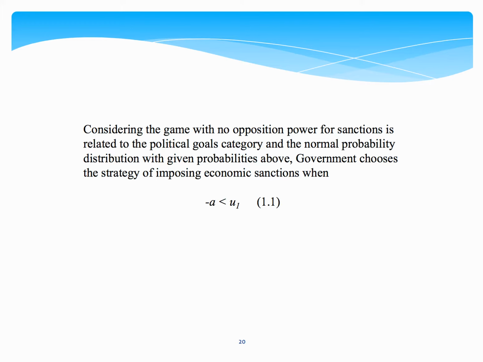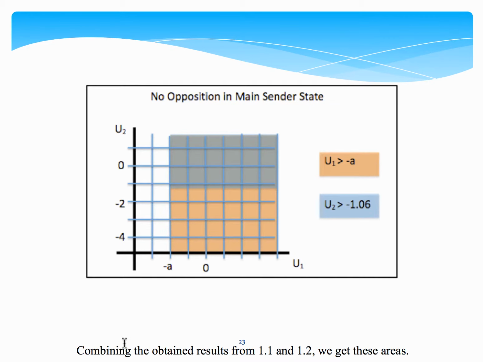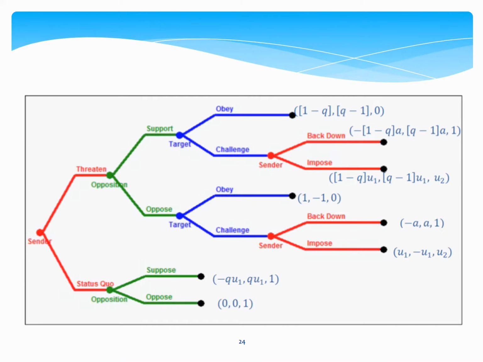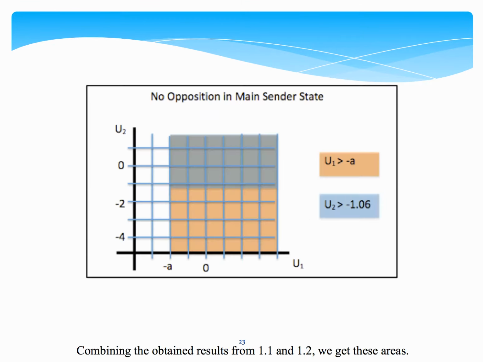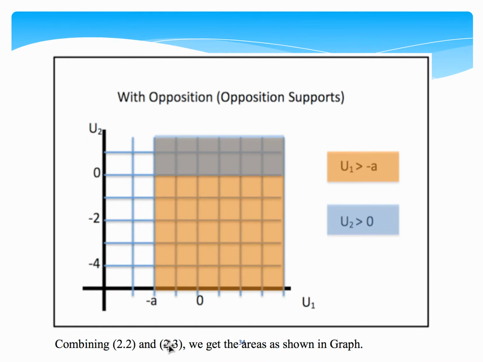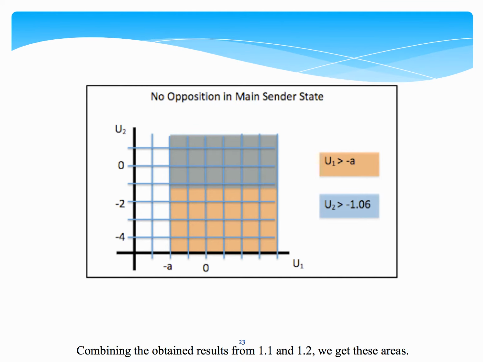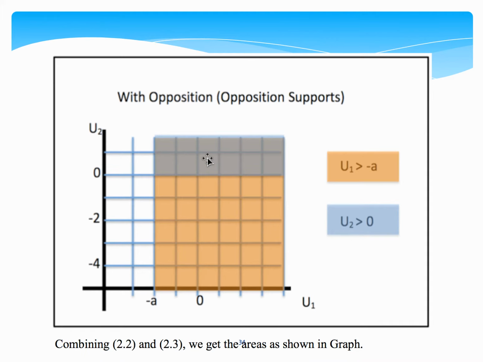And then after I put those results in the graph, this is what I get. So this is the payoff when the opposition supports, and orange color is for the first player, the sender, and the dark color is for U2, the target state. Sorry, I need to correct. This is what happens when the opposition supports. That one was for the game without opposition. So here we see that the payoff for the target gets much lower. This means if the opposition supports the government, then the target state gets lower payoff.